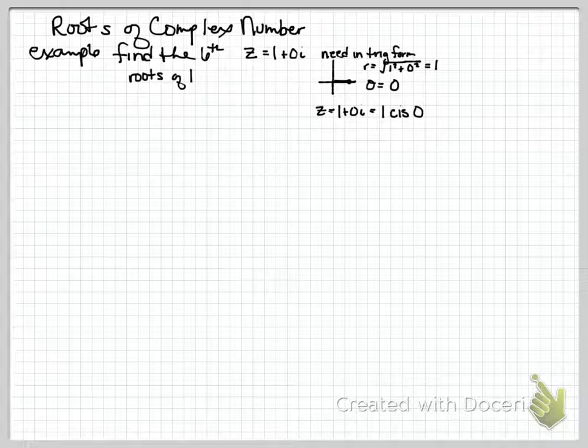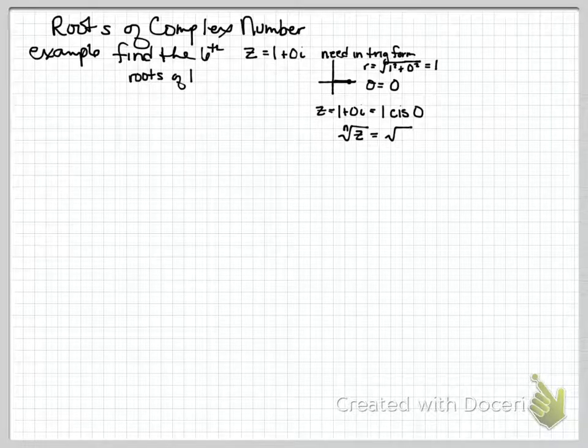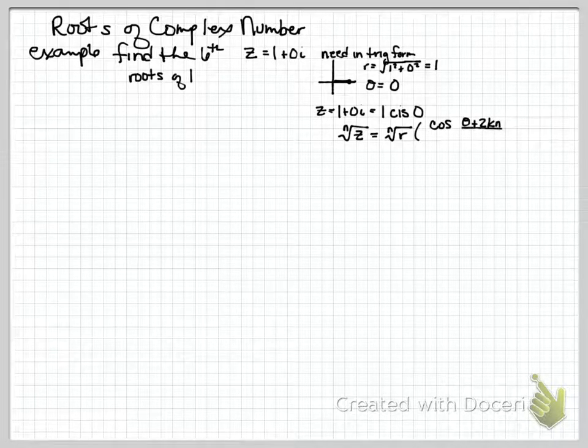Now, there is a formula for finding the roots, and it looks like this. Whatever root you want of z is going to equal that root of r times the cosine of (theta plus 2 pi k) over n, plus i sine of (theta plus 2 pi k) over n. I wrote it wrong at first, it's 2 pi k.